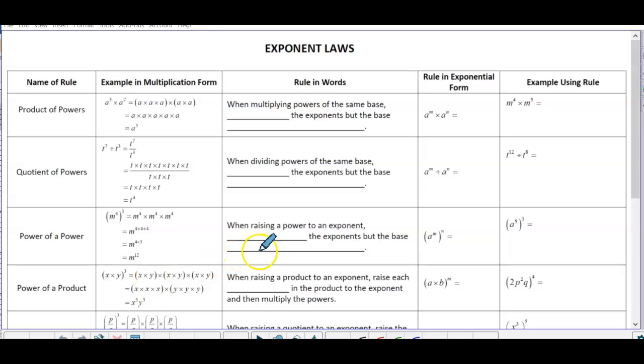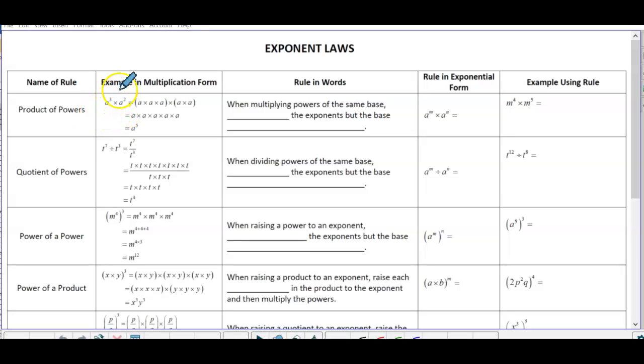Okay, we're looking at exponent laws, basically reviewing the laws that you've learned in junior high, extending it a little bit more to variables. In junior high, you used the laws more with numbers, but it's the same laws. So the first one is product of powers.